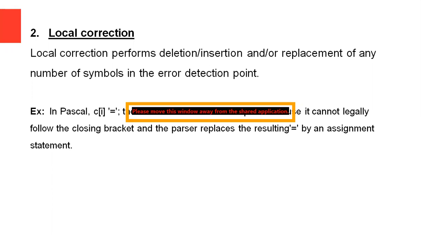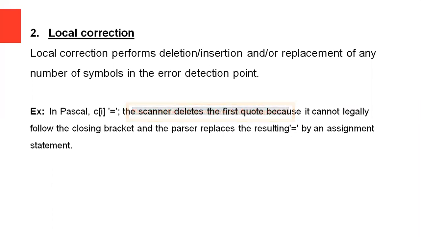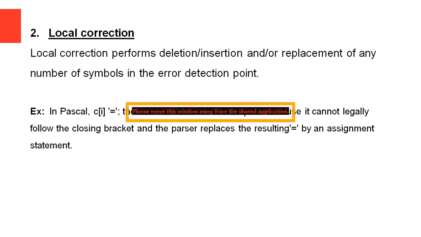So in this example, in Pascal language, there is a double single quote with an equal sign in between, then a semicolon. The scanner deletes the first quote because it cannot legally follow the closing bracket. In Pascal language we are not following the syntax rule. So the parser replaces the resulting equal to by an assignment statement.